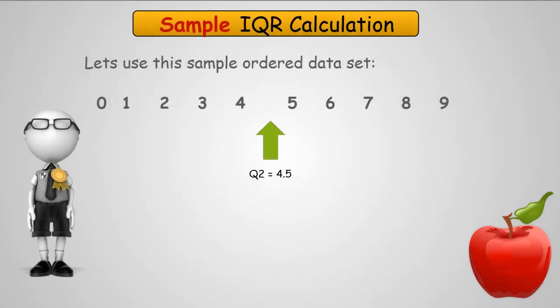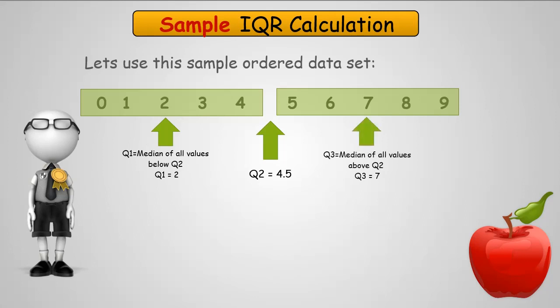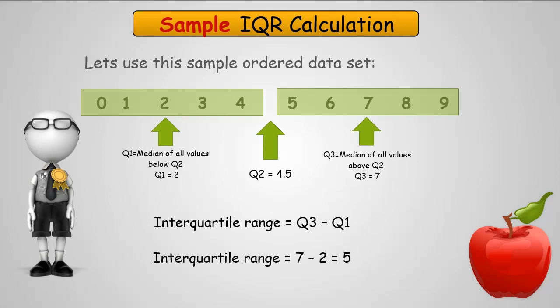So with Q2 calculated as 4.5, let's look at how we calculate Q1, which is the median of all values below Q2. Since we have 5 values, it's an odd number, it falls directly in the center, so the value of Q1, the median, is going to be 2. And now all the values above Q2 are the numbers that will fall into Q3, and the median value of that is going to be 7, again, since it's an odd number. This thus allows us now the interquartile range of Q3 minus Q1, which is going to yield 7 minus 2 equals 5.